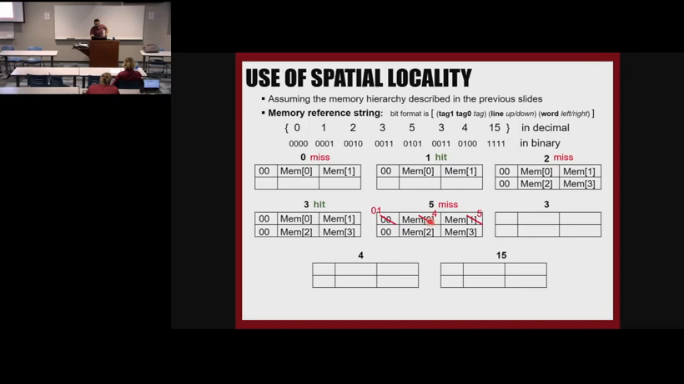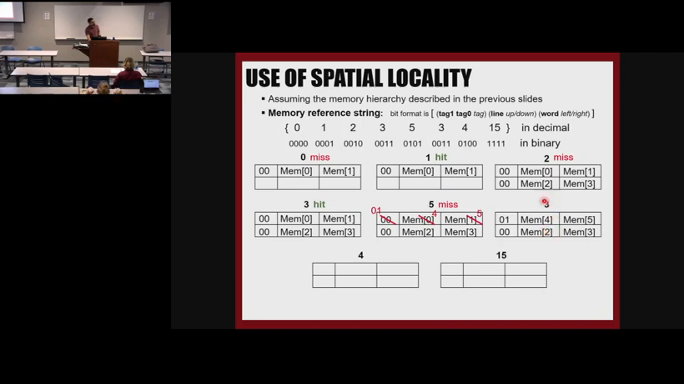4 is here because the word address is 0, and this is the word that is 1. So now the value of this cache has changed to this. The new content of the cache, we lost the data 0 and 1 here, and we have data 4 and 5. The tag has changed, and we have this value.